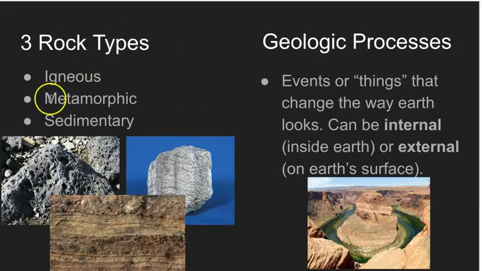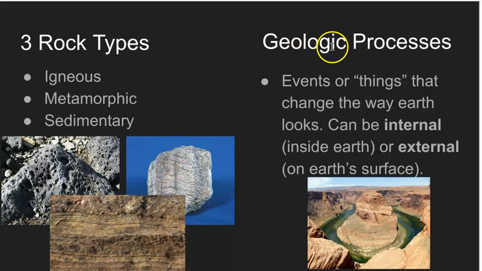So there are three rock types. We have igneous rock, which is an example of that right here. We have metamorphic rock. There's an example of that right here. And we have sedimentary rock. There's an example of that right here.